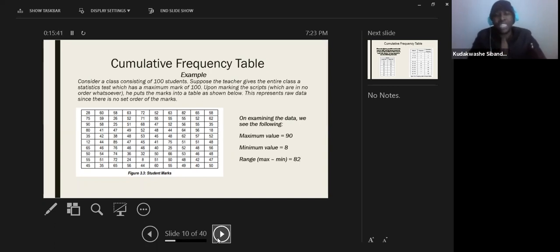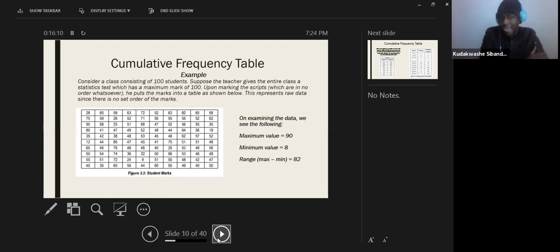So let's look at another example to explain how you come up with a cumulative frequency table, right? Let's consider a class consisting of 100 students. Suppose the teacher gives the entire class a statistics test, which has a maximum mark of 100. Upon marking the scripts, which are in no order whatsoever, they were not grouped, right? He was just marking them randomly as they were submitted.